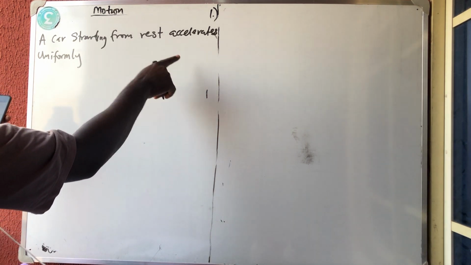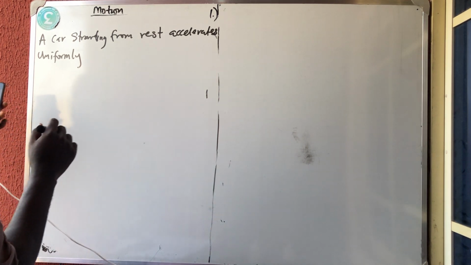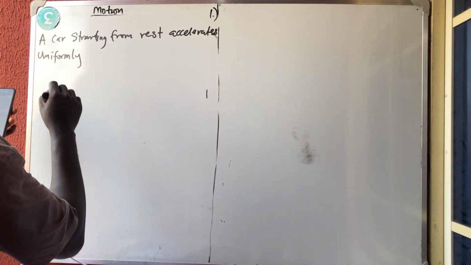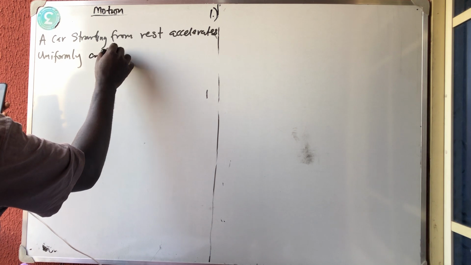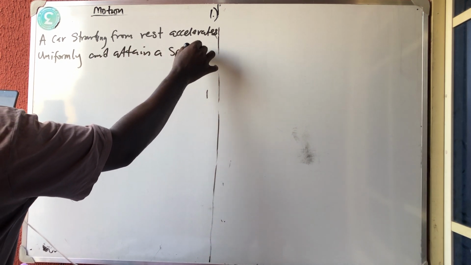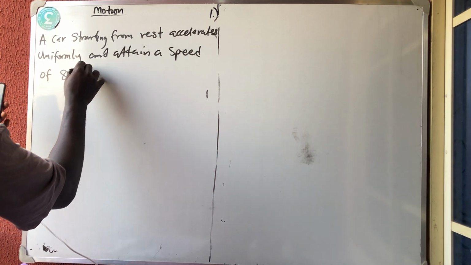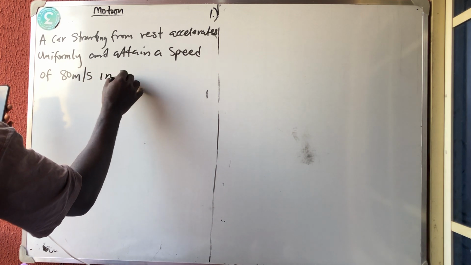This is accelerate uniformly. Don't confuse it with uniform velocity, please. Accelerate uniformly, it must go up and attain a speed of 80 meters per second in 30 seconds.